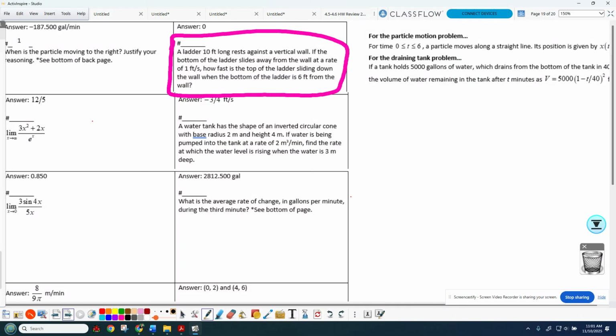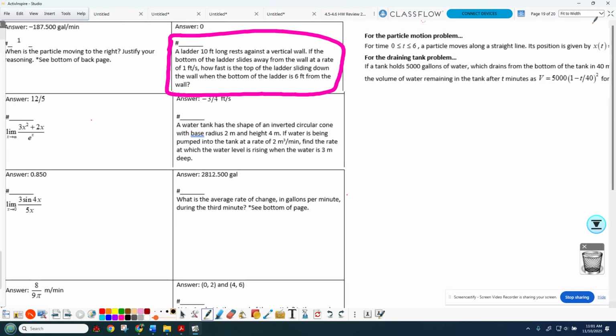Can you try that one? The ladder. Sorry, I'll make it bigger. Or I thought I would.